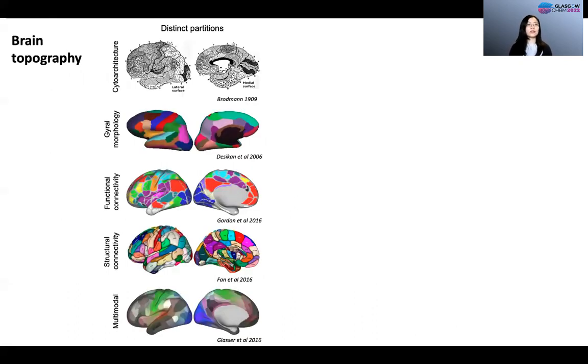So let's first look at the two complementary models of brain topography. On the left side, as you can see, brain organization has been studied for more than a century, from the early 19th century, with mounting evidence suggesting that the function and structure of the brain are topographically organized into distinct partitions with discrete boundaries. This is the classic model of brain topography that has been studied for a long time and has been widely used in connectome mapping and other fields of neuroscience research.